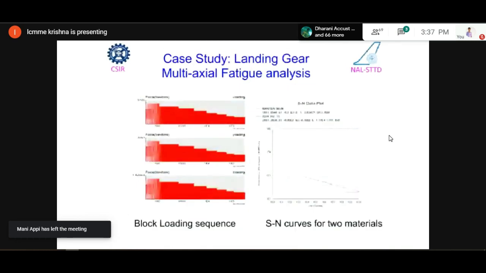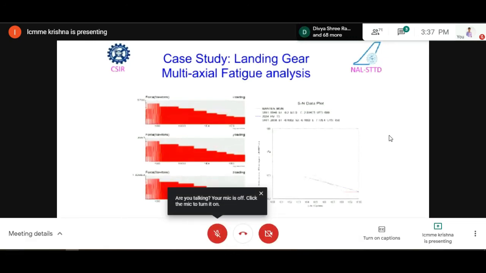When we put in the loads for the multi-axial analysis, it is a block load sequence. The spectrum we see in the tabular column looks like this when we plot it. And then the SN curves for the 2 materials, steel and aluminum, have been shown here.